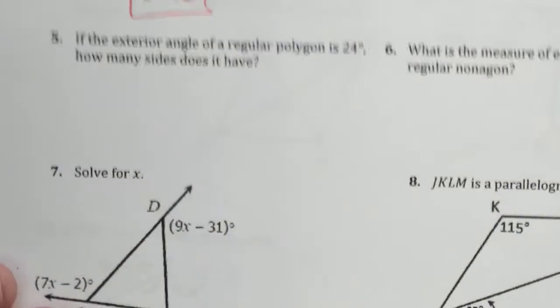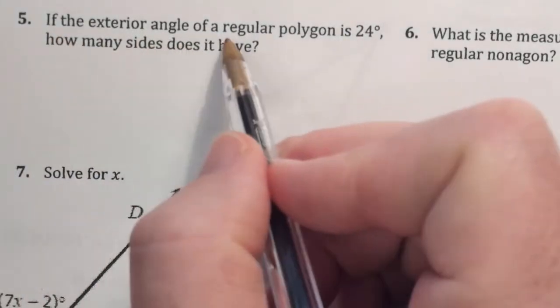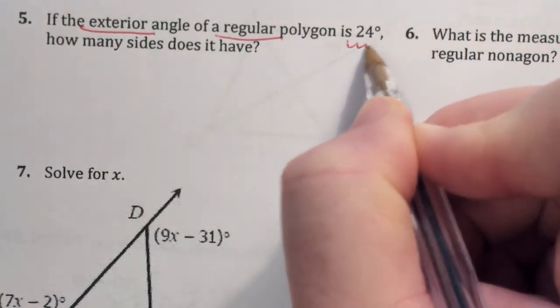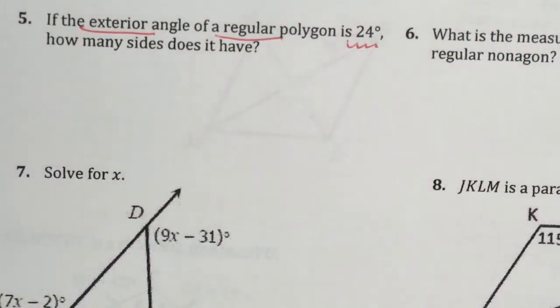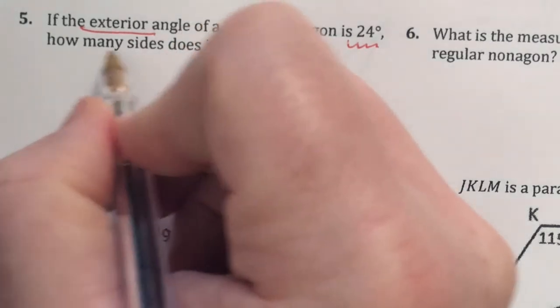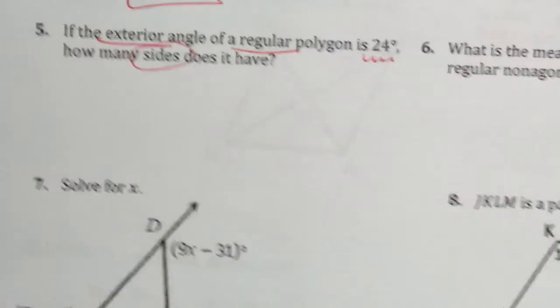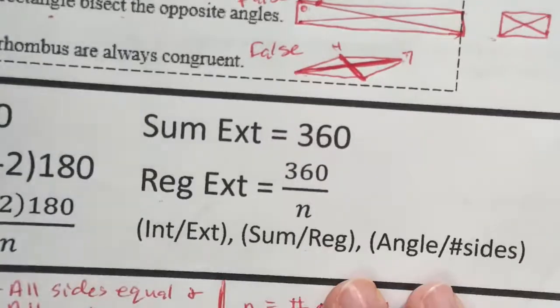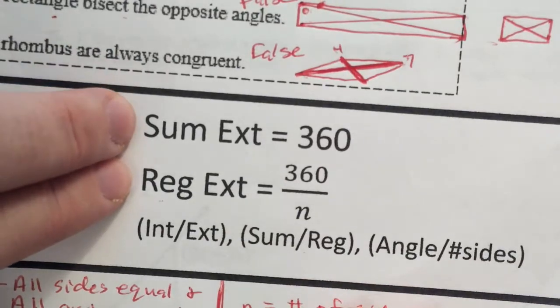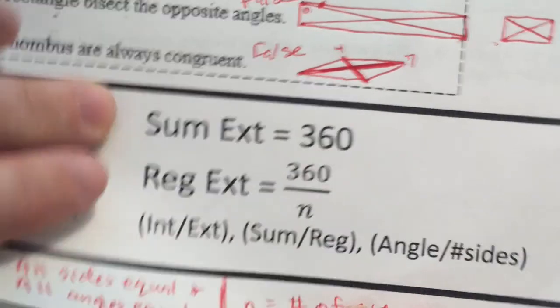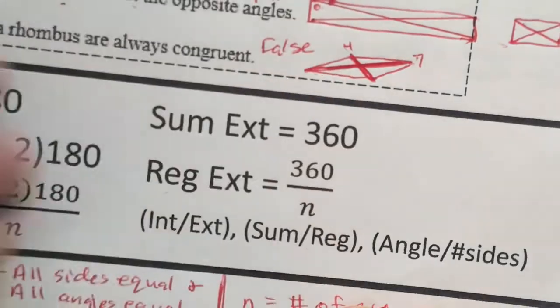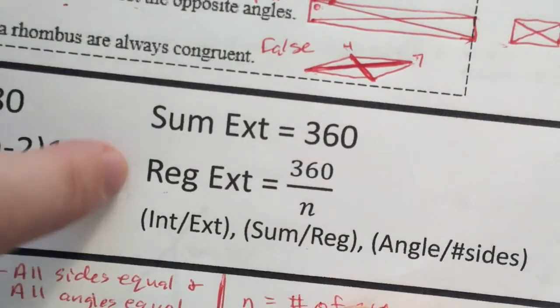Better know that one. All right, number 5. The exterior angle of a regular polygon is 24 degrees. How many sides? So you're looking for the number of sides. Okay, they said exterior, so it narrows it down to these two, and they said regular. So that's this equation right here.